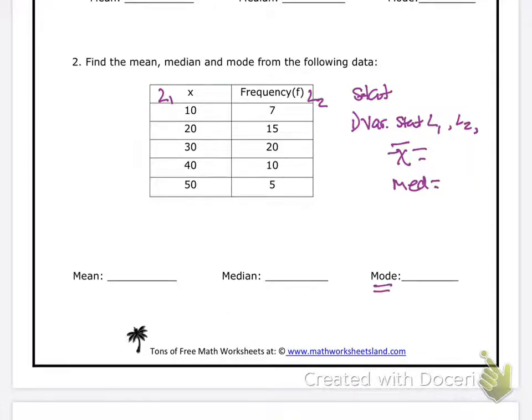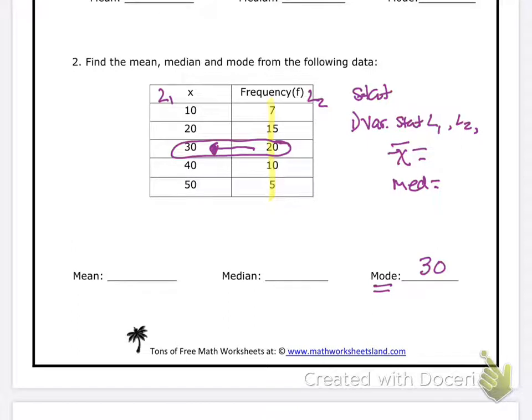Mode is the one that occurs the most. So let's look for that first. This is your frequency chart on this side. So what number is the biggest? Well, if you ask me, 20 is the biggest number, right? So that means whatever this number is across from it occurred the most. So what number occurred the most? 30. Okay. The median is your middle number.